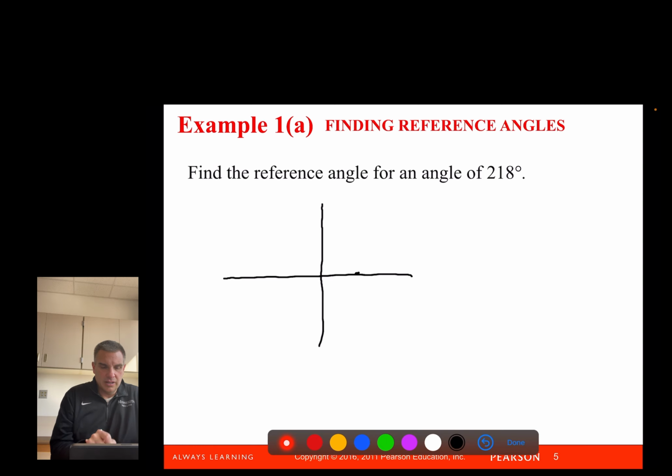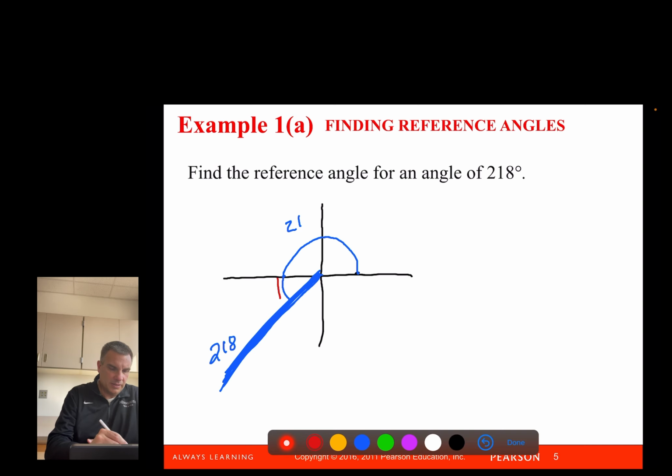We always start at the x-axis, and then we can count. There's 90, there's 180. If I kept going all the way around to the next one, I'd be at 270, so that's too far. It's going to be in here somewhere. That's my terminal side, at 218 degrees. Now my reference angle is the angle that goes from the terminal side to the x-axis, so we want to find the measure of that. We know that this is 90 and this is 180. So if I go 218 minus 180, I can find my reference angle. 218 minus 180 is what, 38?